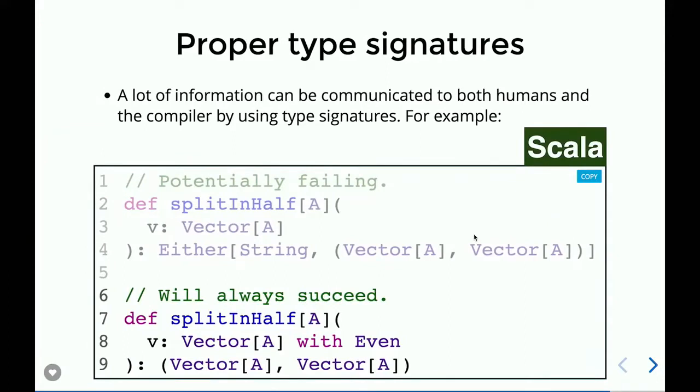But if we know that this thing is a vector which is tagged with even, then we know that it's not an either, and we can always split it in half because it's even.